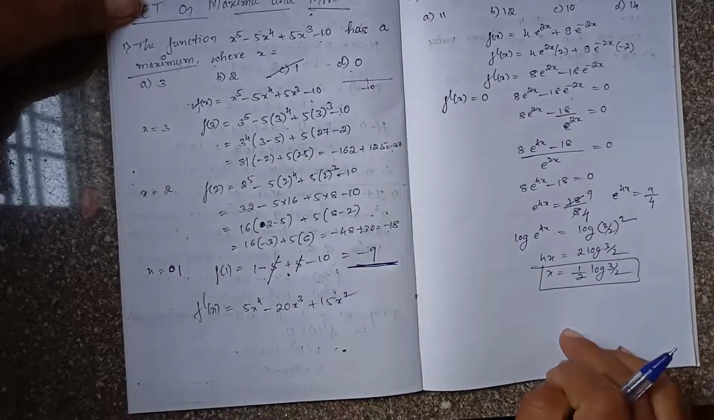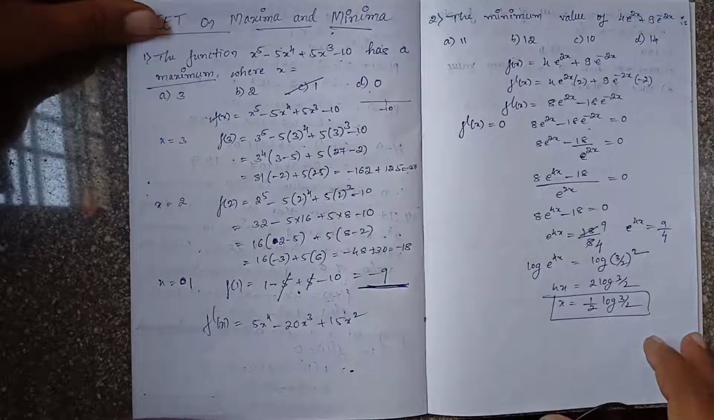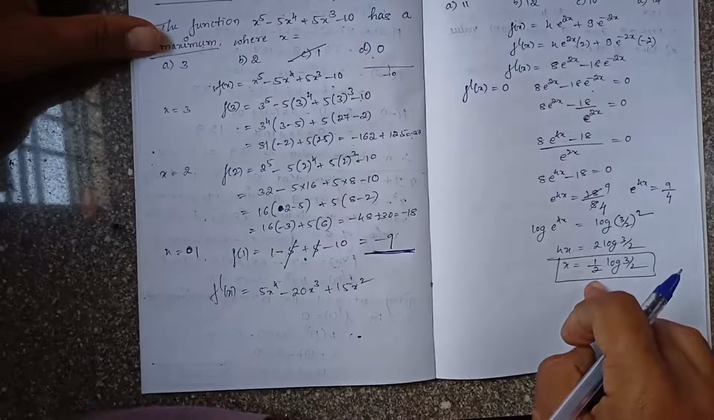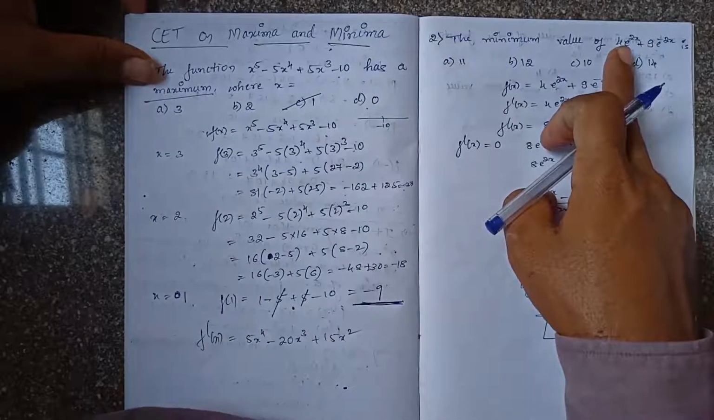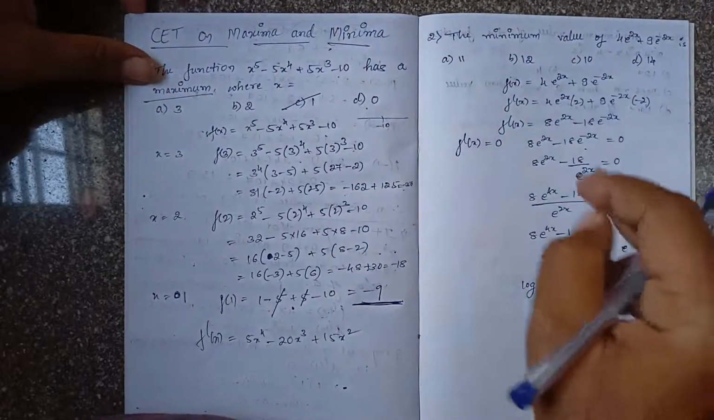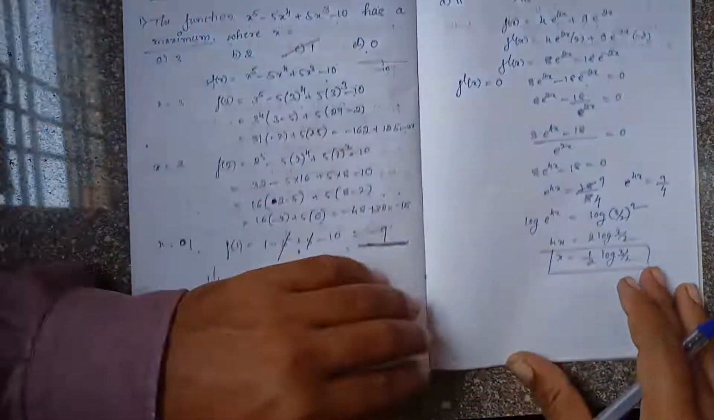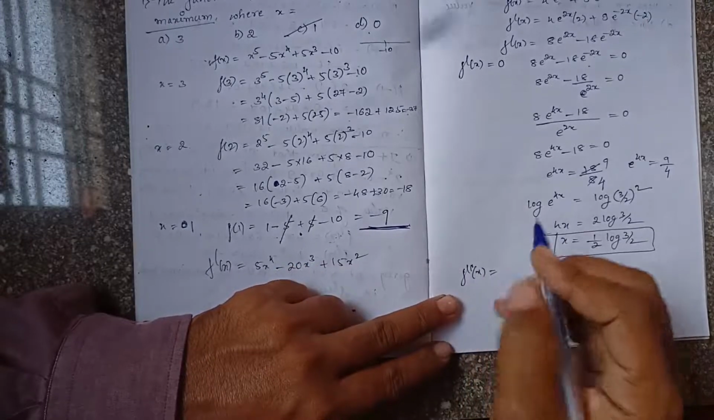This is the point where the function is maximum or minimum, which we will be checking. They are asking for the minimum value of this function. At this point, we check whether f''(x) is greater than 0 or not. Let me check it. What is f''(x)?